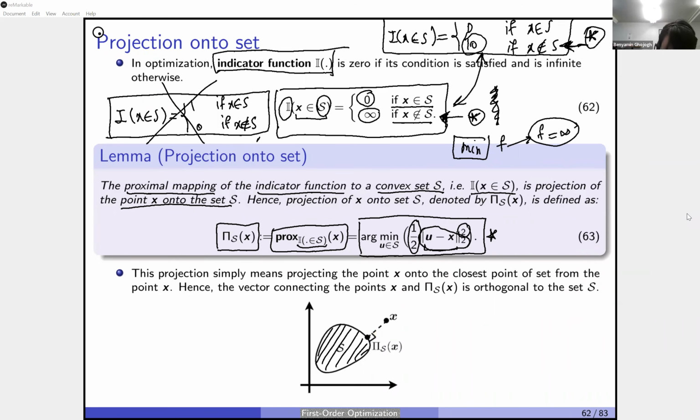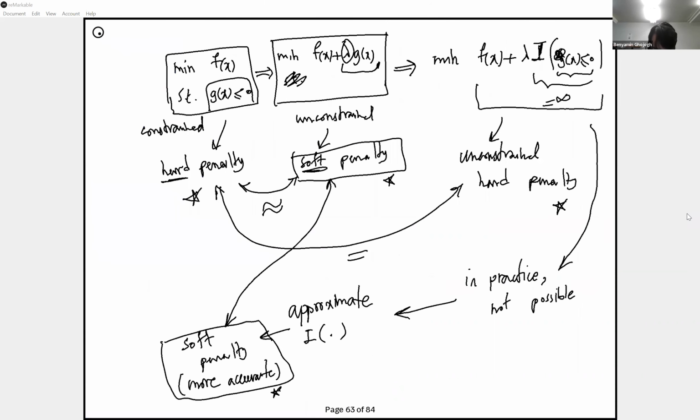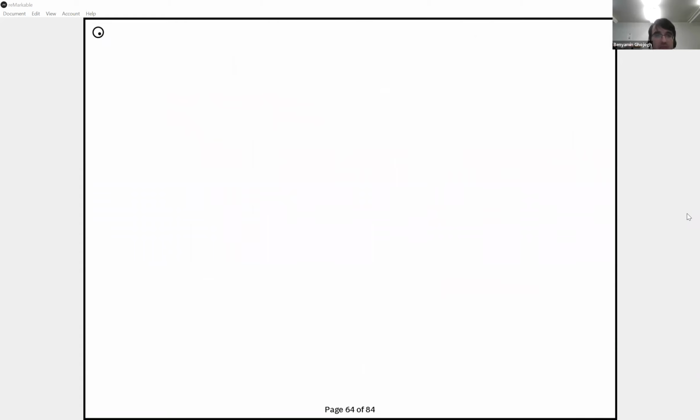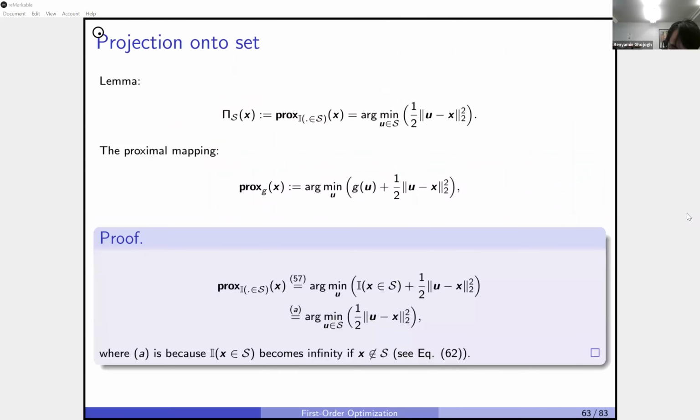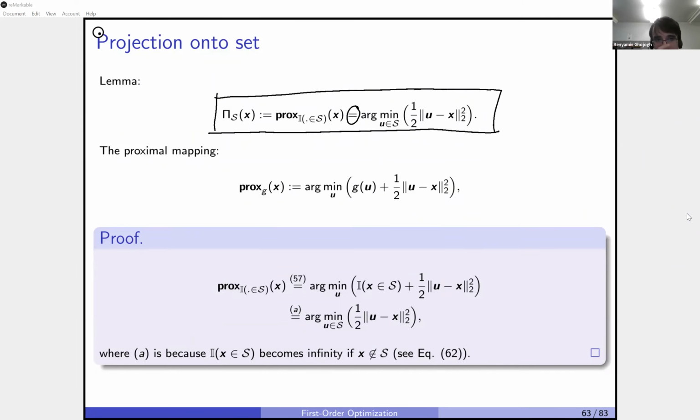And now this equality, we didn't prove that. We are going to prove it in the next slide. Why is the proximal operator of the indicator function equal to the projection of the point onto the set S? Let's see. It's because of this. So this was the lemma. We are going to prove this equation.